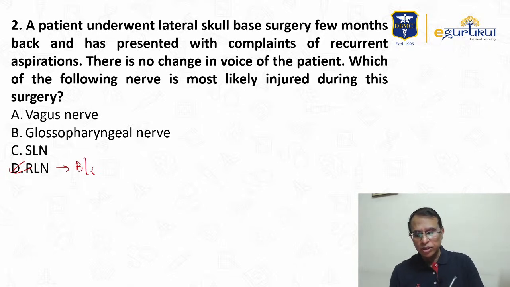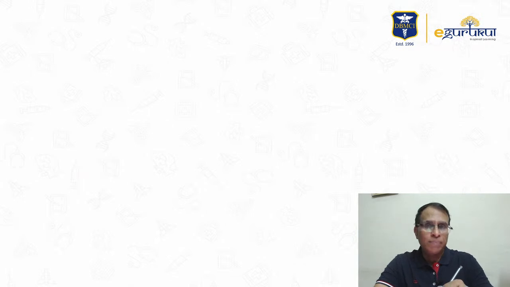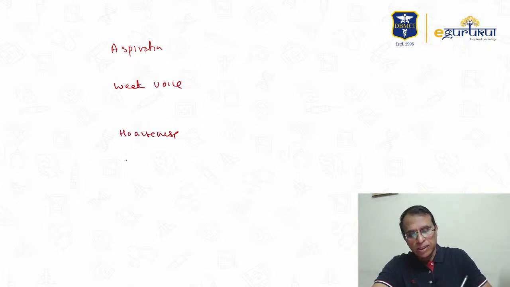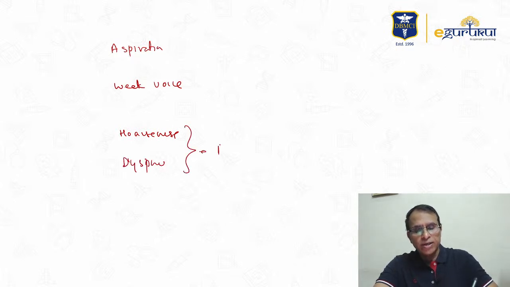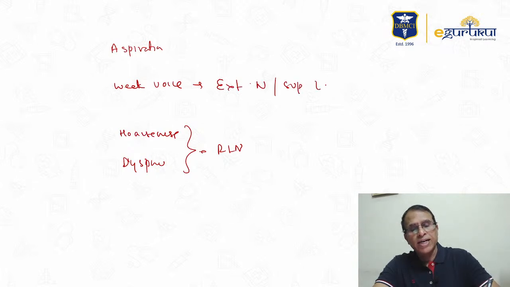If you have attended my lecture, you will know this very clearly, that when there is a laryngeal vocal cord palsy, damage to the vocal cord, the symptoms are aspiration, weak voice, hoarseness, and dyspnea. Cyanosis is because of dyspnea. These two are due to recurrent laryngeal nerve damage. Weak voice is due to the external laryngeal nerve or superior laryngeal nerve, and aspiration is due to the internal laryngeal nerve.